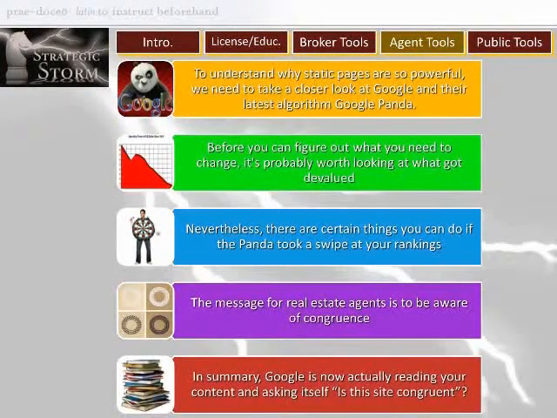In summary, Google is now actually reading your content and asking itself, is this site congruent? You can answer this for yourself by looking at your domain name, website title, and content. Simply said, if your keyword phrases are in each area, you'll be deemed to be congruent. If not, you'll be deemed to be incongruent and will pay the price with lower rankings.